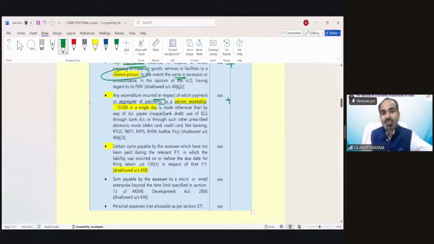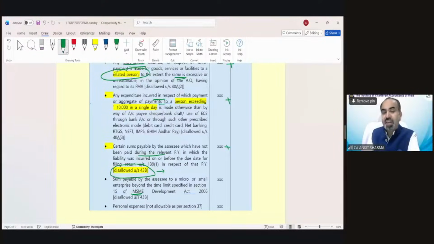There are certain sums payable by the assessee which have not been paid during the relevant previous year. So there are certain expenditures like indirect tax, leave encashment payment, payment to provident fund, etc., and interest payment on any loan, etc. You have to pay that up to the due date of ROI under section 43B. If that has not been paid up to the due date of ROI, then you cannot claim the deduction. You can only claim the deduction in the next year in which that is going to be paid.